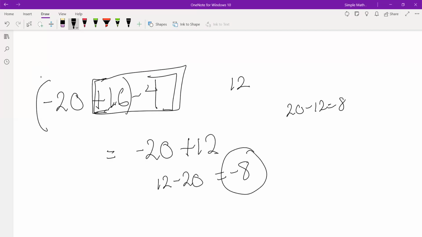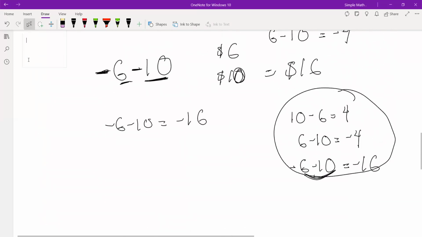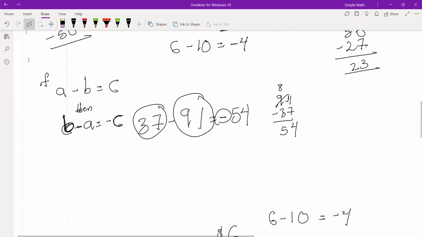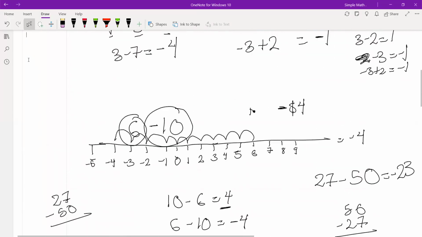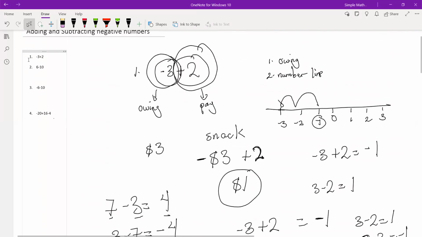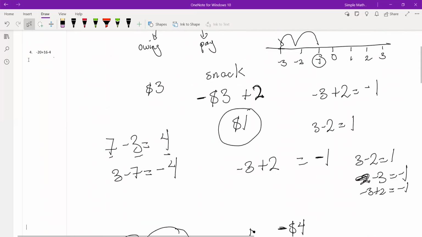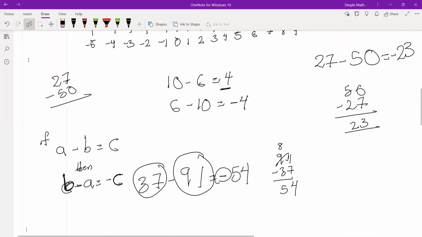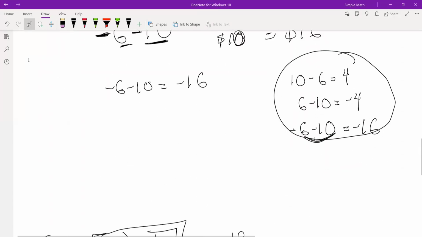I genuinely hope I've been able to explain the concept of negative numbers. I hope it sticks. If I didn't explain it well, please let me know. Just keep trying and keep doing all this. You can use the number line also to understand the concept, but when you start to do serious math, it's good to do it this way.